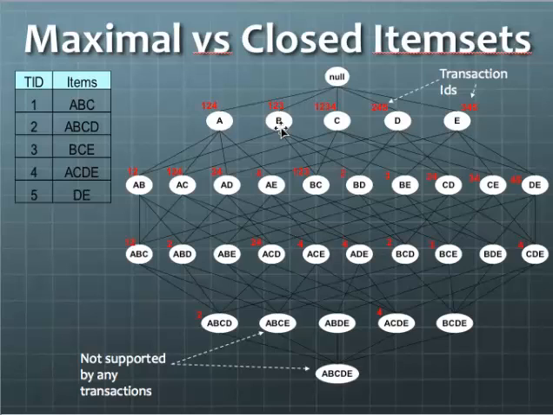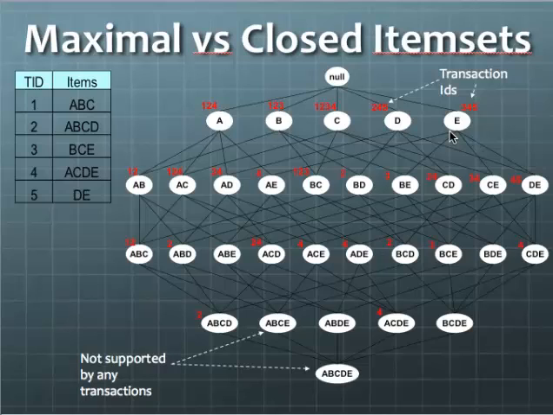Similarly, since C occurs in every transaction that contains both A and D, the item set A and D is not closed. On the other hand, BC is a closed item set because it doesn't have the same support count as any of its supersets. Okay, so this is the closed item set. Then what is the closed frequent item set?